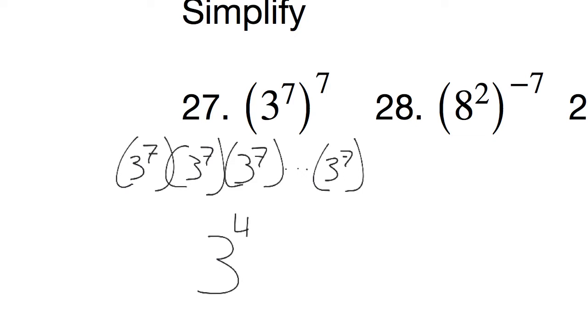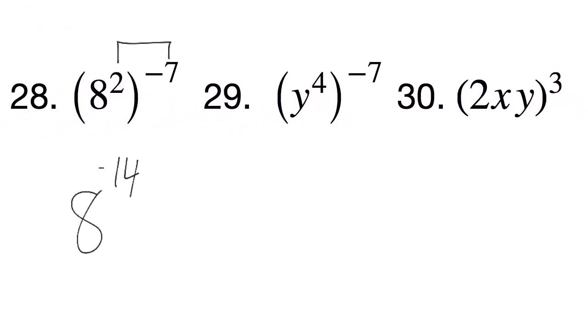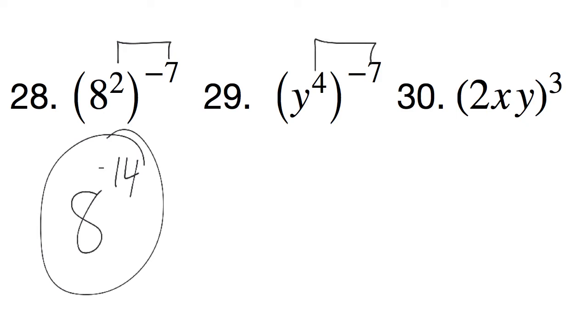The short version is when you have a power to a power, you can multiply the exponents. So 2 times negative 7 is going to be 8 to the negative 14. Four times negative 7 is negative 28.